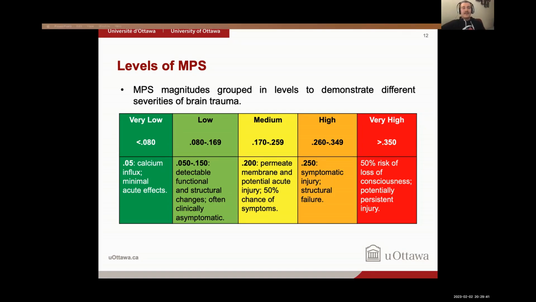For the high level MPS, we have symptomatic injury almost all the time, and we will see structural failure of tissue within the brain. And at very high, this is where we're talking about permanent injury, loss of consciousness. These are very dangerous head impacts, and very rarely will you see anything take place at 35%. These are like people falling off of horses and landing straight on their heads.